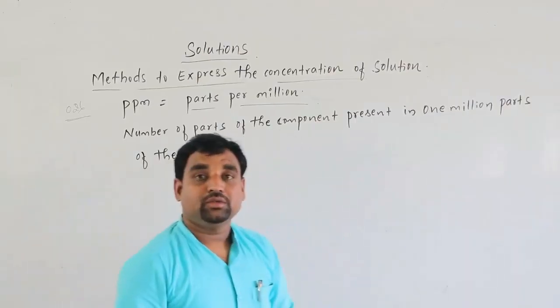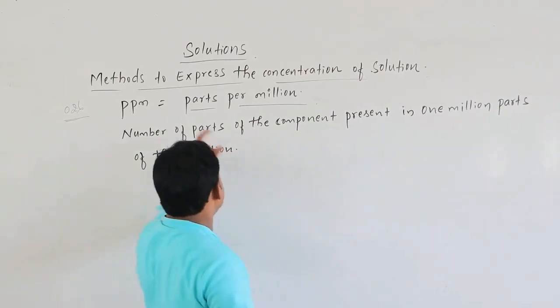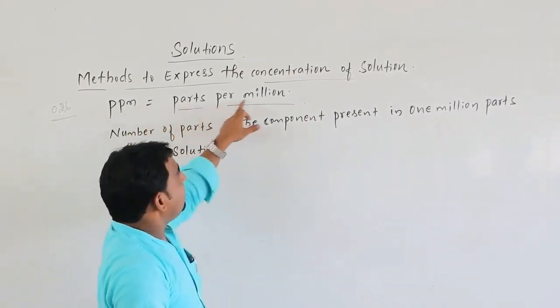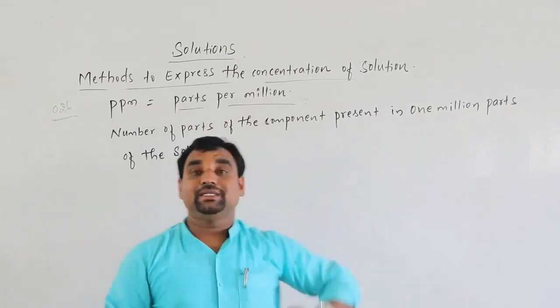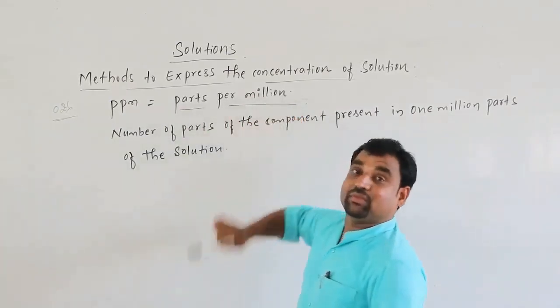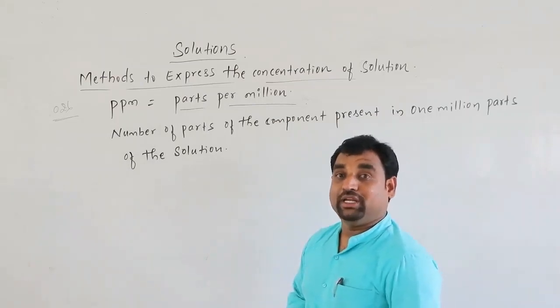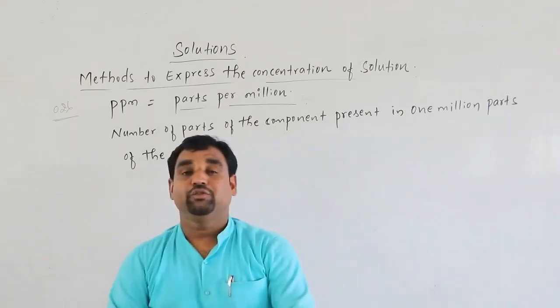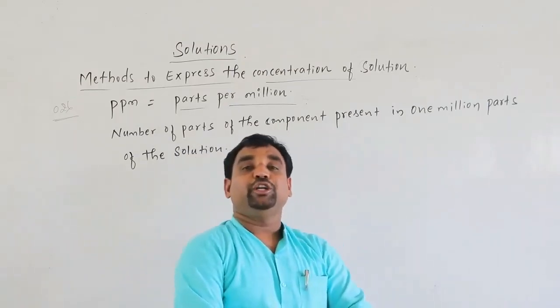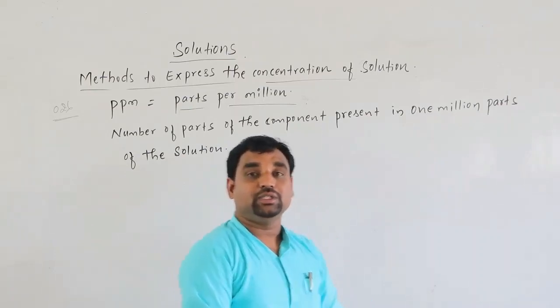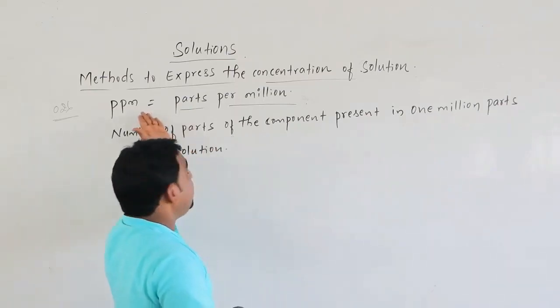Second method to express the concentration of the solution is ppm. So that is parts per million. The name itself tells that it is 1 part in 1 million. That is the meaning of parts per million. Where are we using this one? When a very minute quantity of solute is present in the solvent. In such cases, we use a method like ppm.